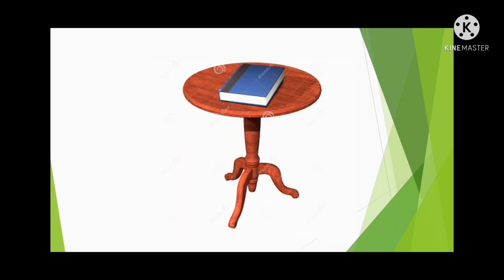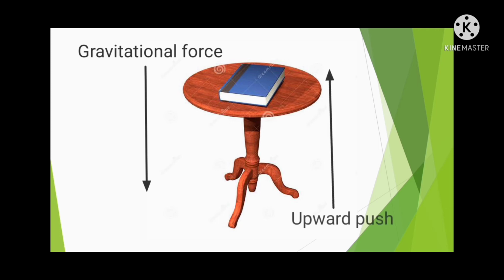Now let's discuss some examples from our daily life to make our concepts clear. Here we shall discuss three examples, and our first example is a book lying on a table. In this example, we can see that a book is pulled by the gravitational force of the earth downward, because gravitational force of the earth pulls everything downward, while the table is pushing the book upward.